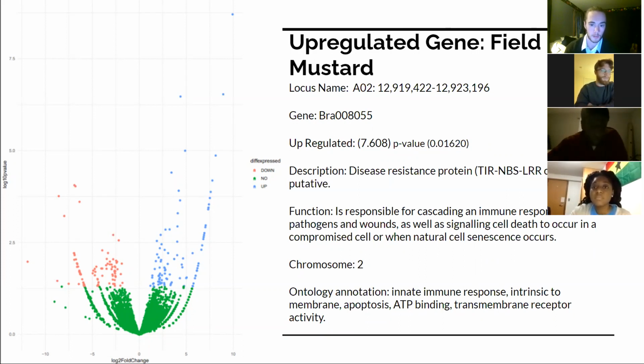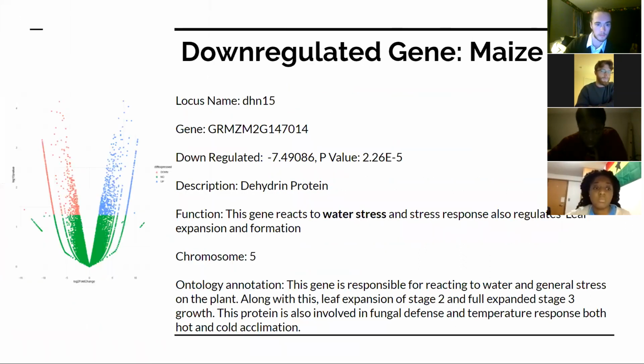is related to a disease resistance protein. It is responsible for cascading an immune response to pathogens and wounds, as well as signaling cell death to occur in a compromised cell or when natural cell senescence occurs. So under drought conditions, its immune system is compromised and it signals for more compromised cells to die when they need to.